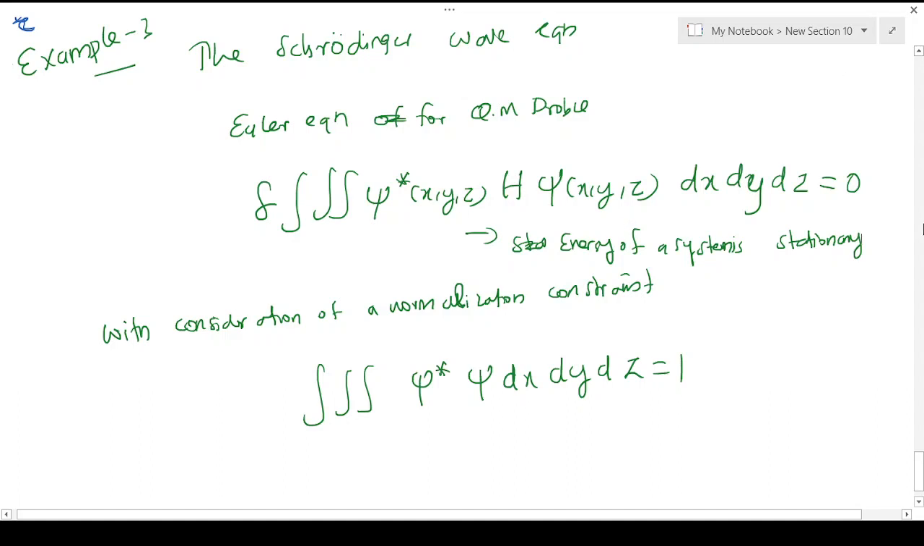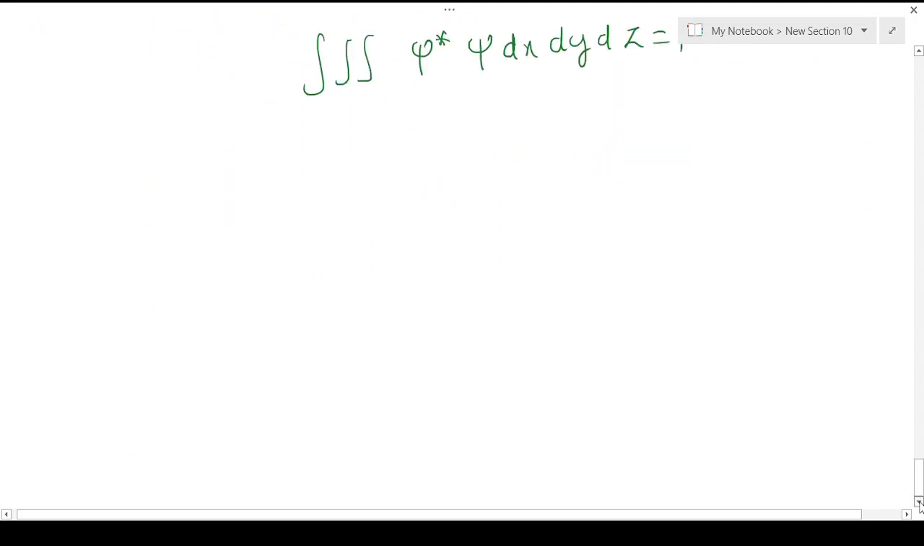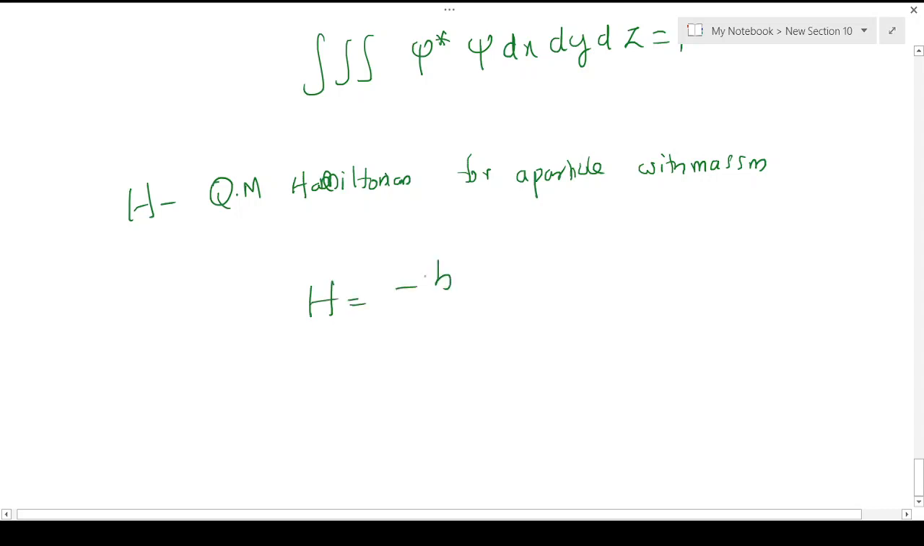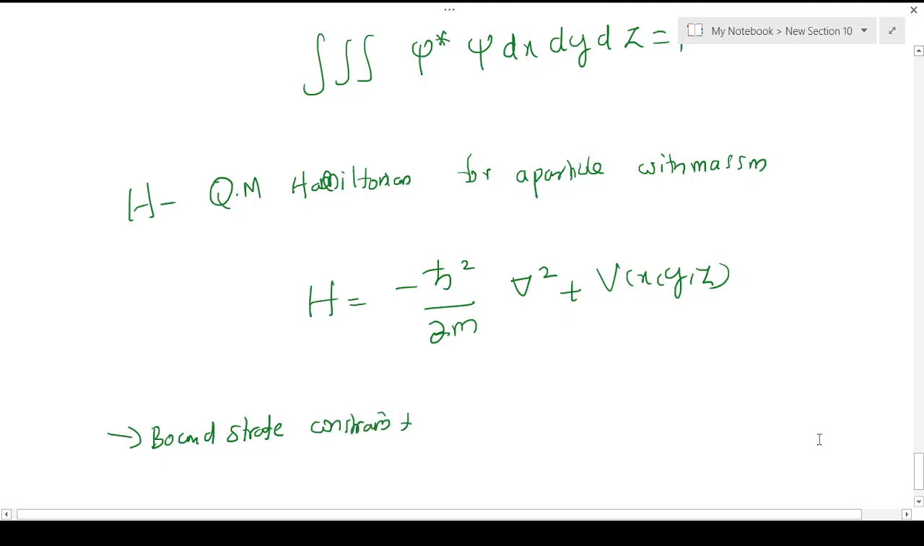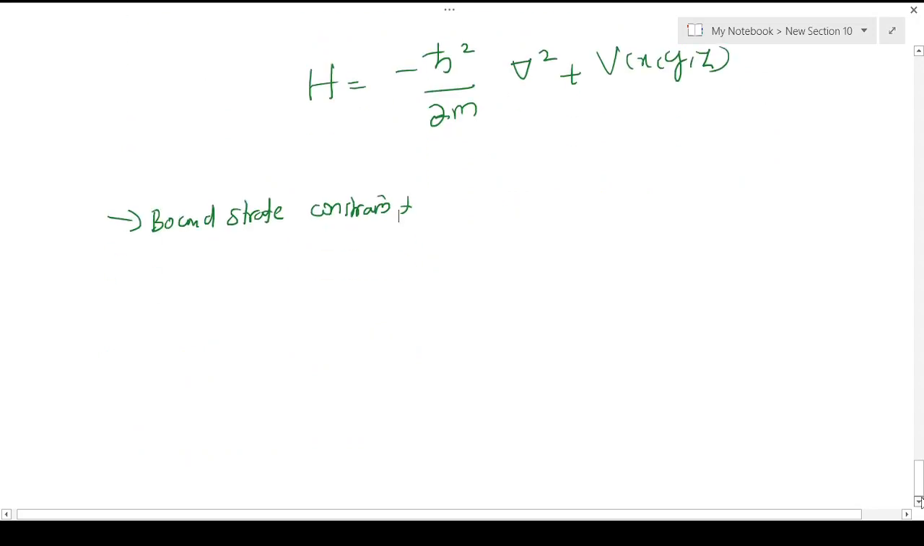And where H, we already know, is the quantum mechanical Hamiltonian for a particle of mass m. H is a differential operator, so I can simply write it as minus h cross squared by 2m del square, an operator, plus V(x, y, z), where we consider a potential case. The above mentioned constraint is a bound state constraint, so it is within a box that we have to consider.